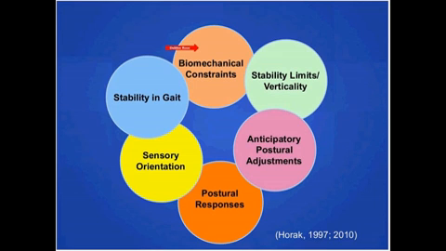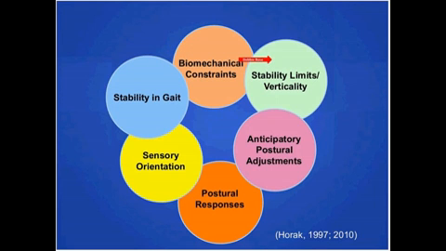So we see here biomechanical constraints. Clearly, the structural anatomy of an individual and how they've been physically active during their life is going to very much determine the level of range of motion that they have, the level of strength they have, and will also determine the verticality of their posture.